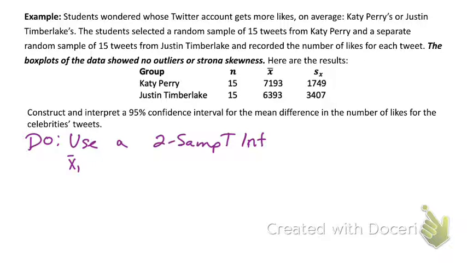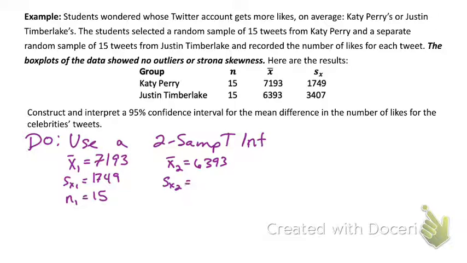X bar 1, what is X bar 1? That is Katy Perry's mean number of likes, so 7193. S sub X1, 1749. N1, 15. X bar 2, 6393. S sub X2, 3407. N2, 15. Now it's asking you for the confidence level. What confidence level are we using? 95. Make sure you put it in as a decimal, 0.95.